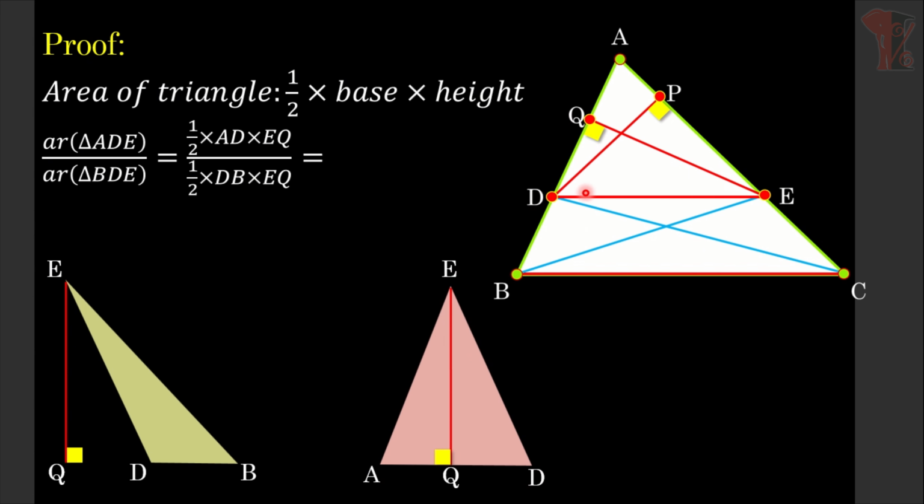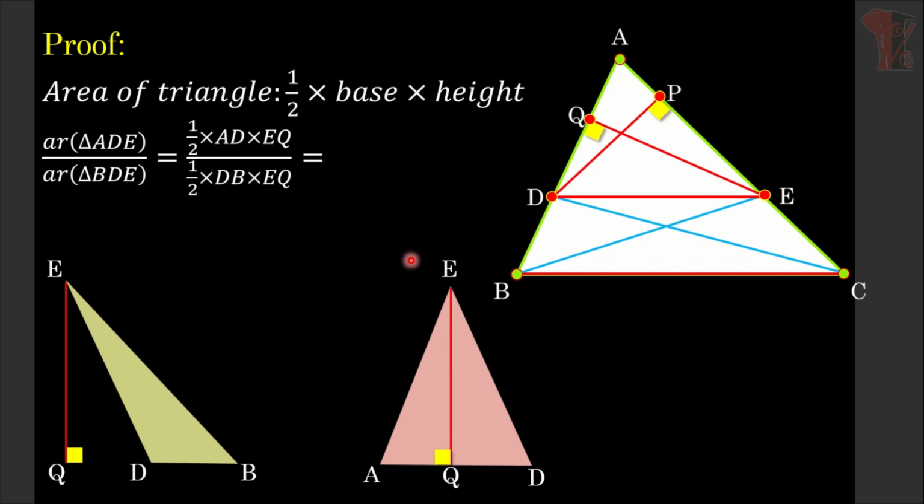Now we are taking triangle BDE. Where is BDE? BDE is this triangle. So its perpendicular is the same, which is EQ. Why is the perpendicular of the triangle outside the triangle? Because it is an obtuse angle triangle, correct? So what happens when you draw the perpendicular? It goes out of the triangle. That means EQ is the common height of both the triangles.